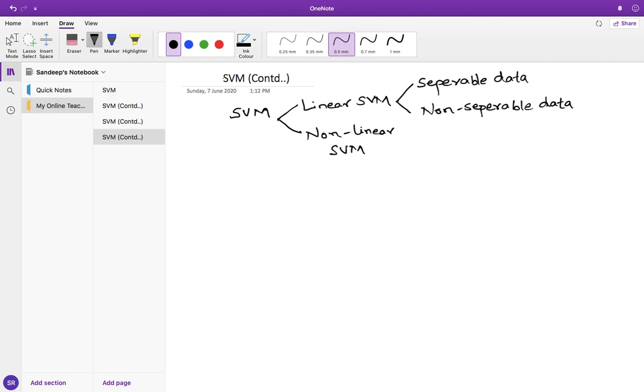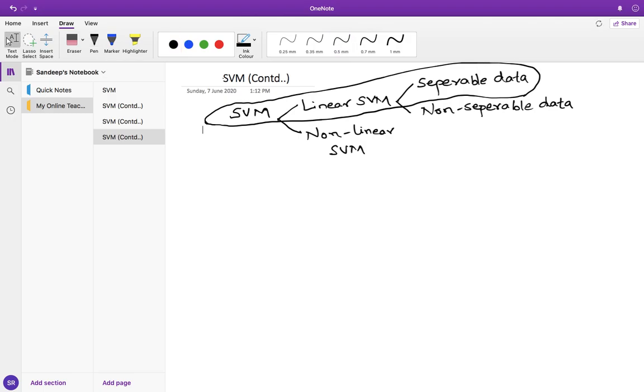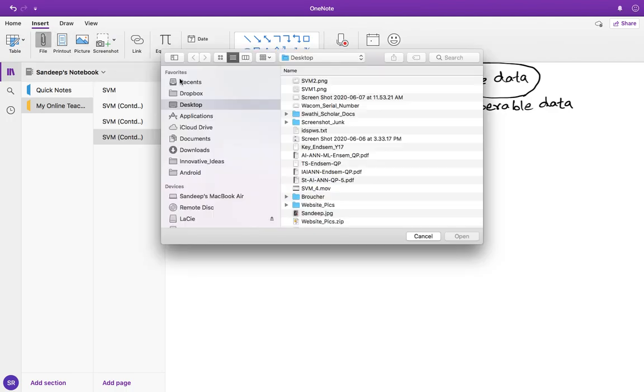Okay, so these are the broad classifications. So till now we were focused on linear SVM on separable data. We assumed that there are no data points which are not separable. I'll introduce what is meant by non-separable data. So let me add an image so that you will be able to appreciate what non-separable data is.